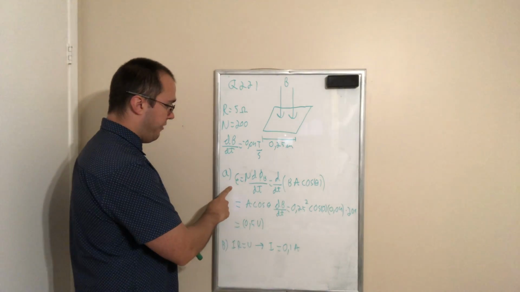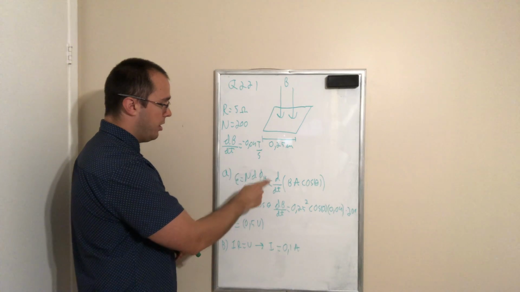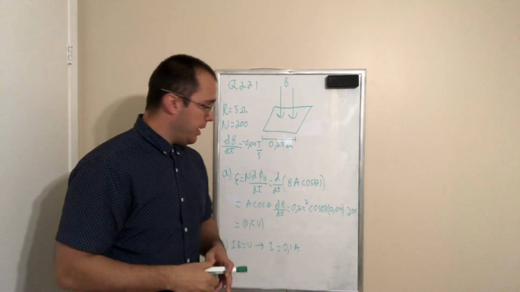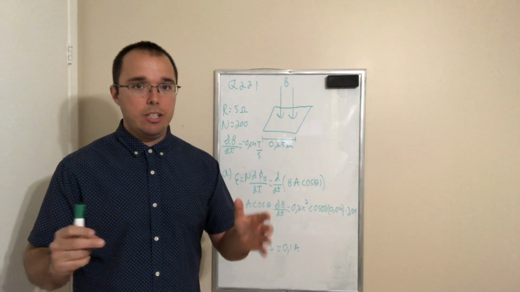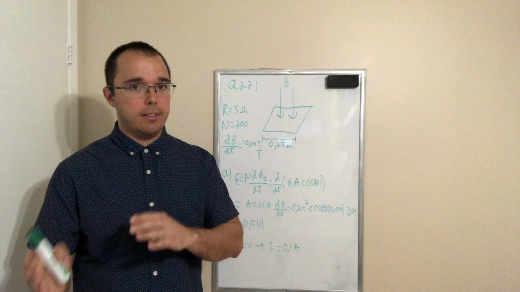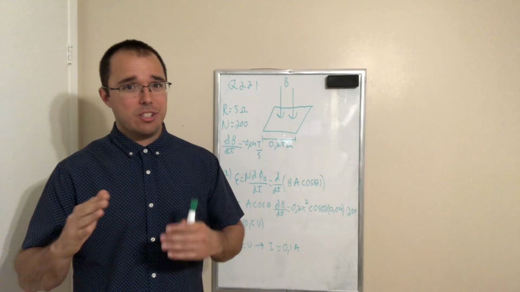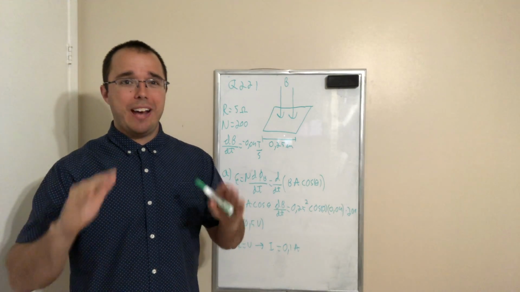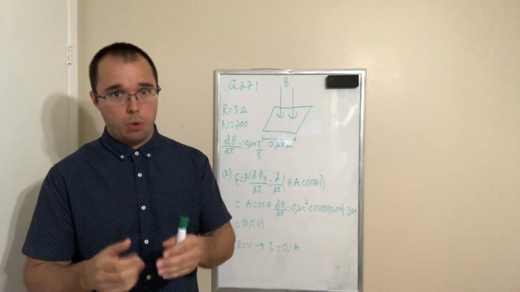The magnitude can be found by the number of turns multiplied by the derivative of the flux with respect to time. Now note, in the summary, there was a minus in front, and this minus is only useful in finding the direction of the current induced. So again, just like we did in the previous chapter, ignore that minus. We have to look at the diagram to determine in which direction the current will be induced.